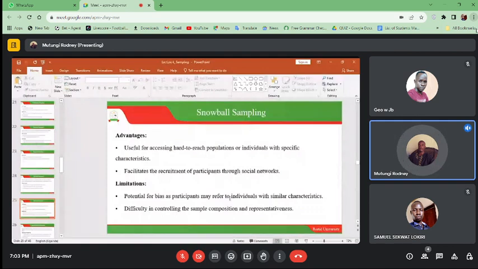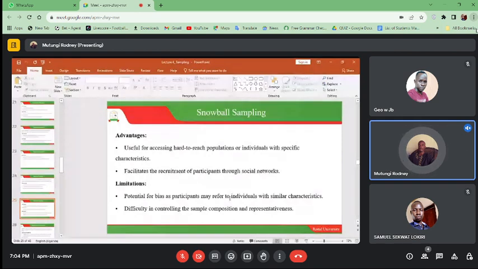The disadvantage is that there could be bias, as participants may refer to individuals with similar characteristics. It is very possible that a person will refer you to the other person who they kind of relate to. They also have similar characteristics. So you might go there and you receive almost the same information as the one that you got from this initial person. Okay, so that will bring in that bias.